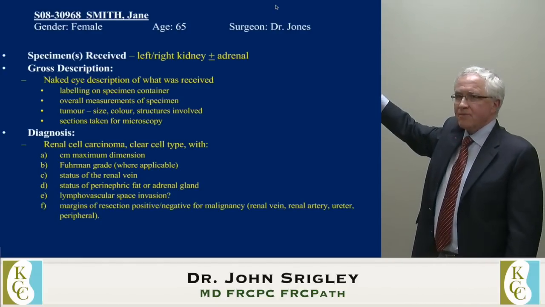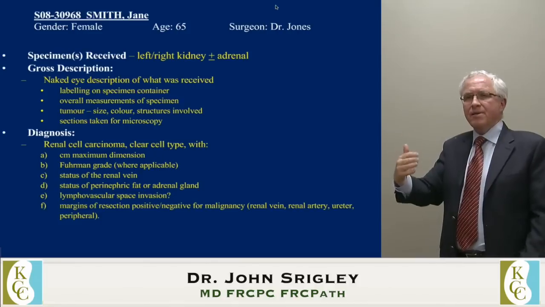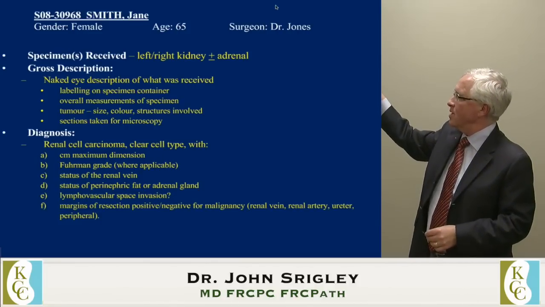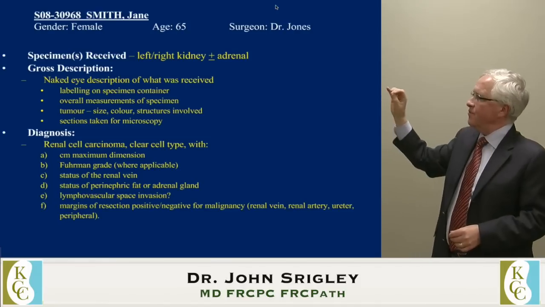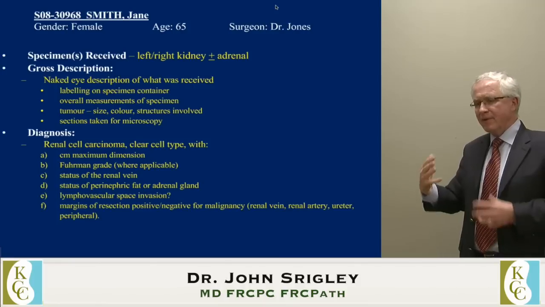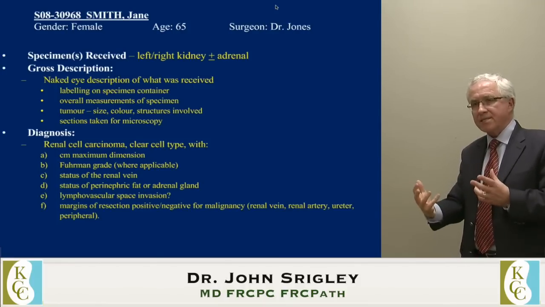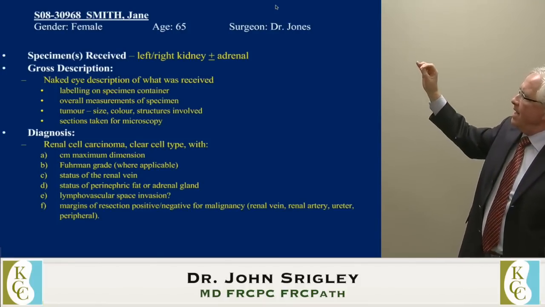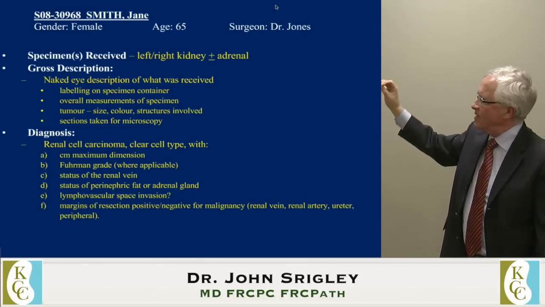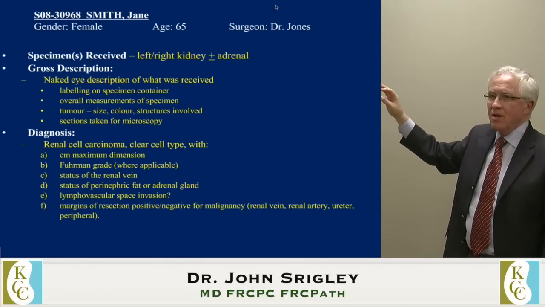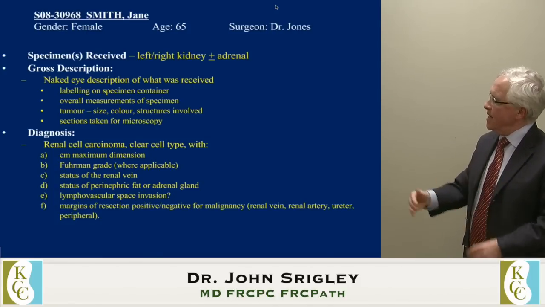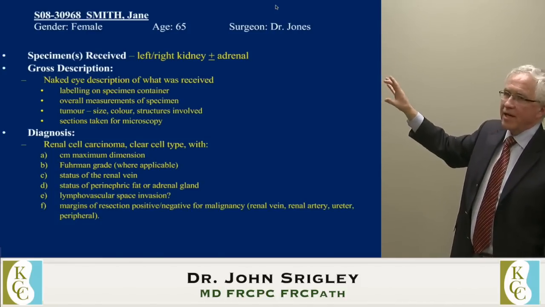Then we have the specimens that were received. So what was this specimen that the surgeon sent to the pathologist for analysis? That's a separate field in the report as well. Then we have another field which is referred to as the gross description, or what the pathologist sees when you actually look at the specimen with your naked eyes. There's a description in there as to what type of tissue you're dealing with, what the label on the specimen is, what the measurements of the specimen are, all those things that describe what you're seeing with your eyes. And then probably the most important thing is the diagnostic field.